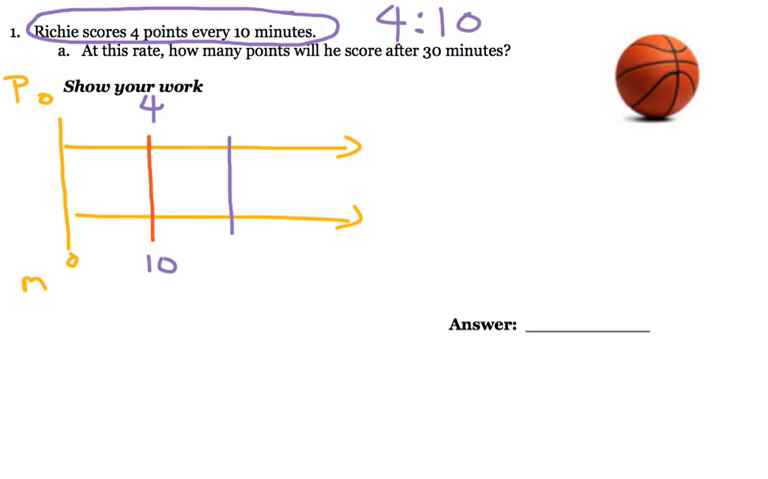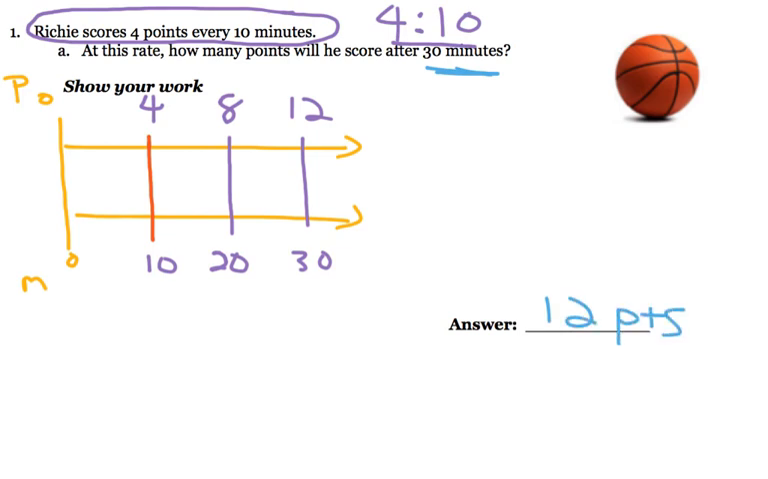If another 10 minutes pass, that will be 20 minutes in total. And Richie scores 4 points every 10 minutes. So another 10 minutes would be another 4 points. Another 10 minutes would be another 4 points. How many points does he score after 30 minutes? Well, that would be 12 points.